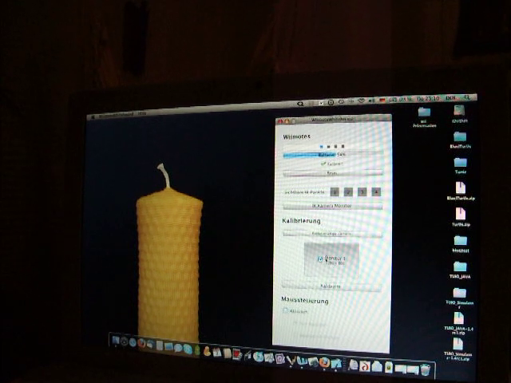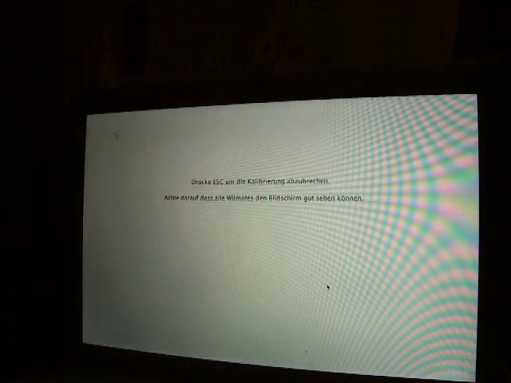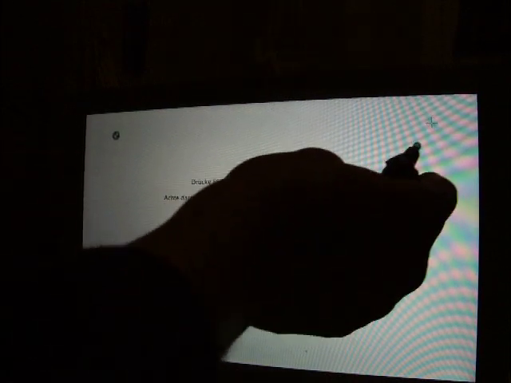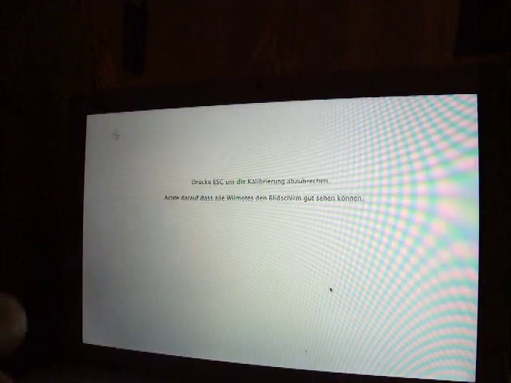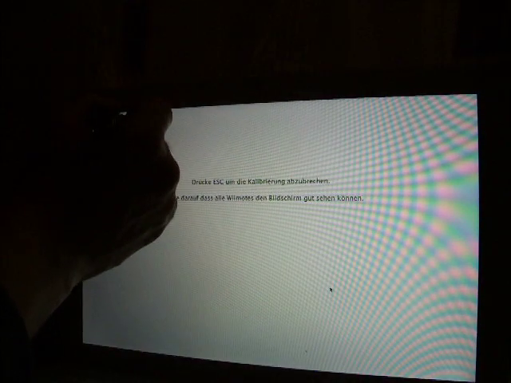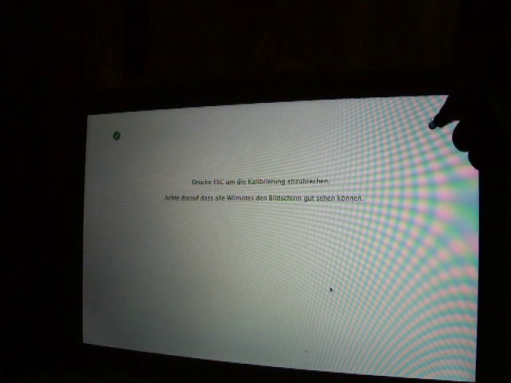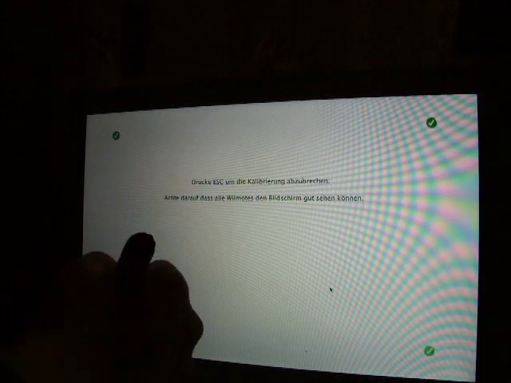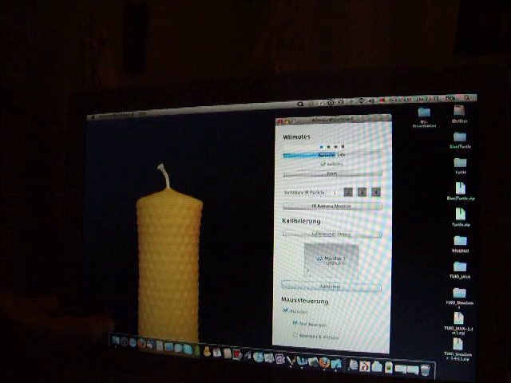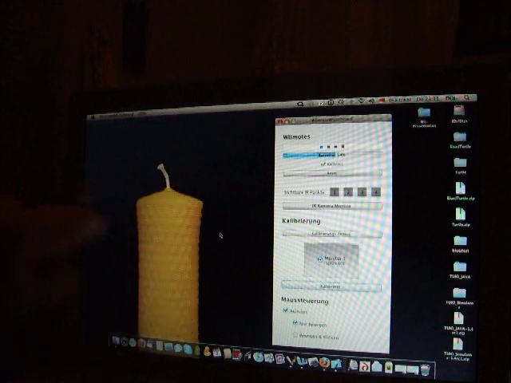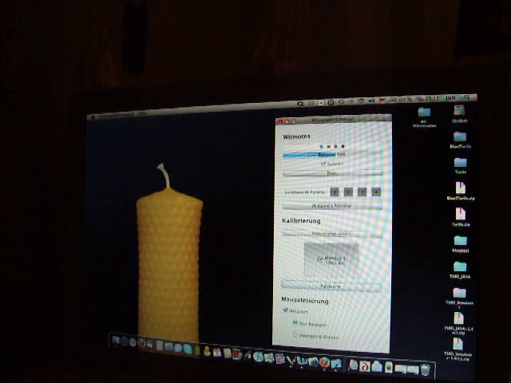So first I have to calibrate the monitor. I use an infrared pen for this. I think I restart. So now the screen is calibrated and you can see that the mouse cursor is moving with the infrared light. But I switch off the moving of the mouse.